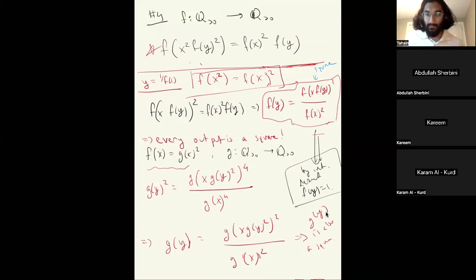Wait, but can't we just keep the F of Y in the... No, I mean, if you can take G of, if you can make G of Y from, by taking the square root of Y, you can do the same for G, and you can always repeat this.